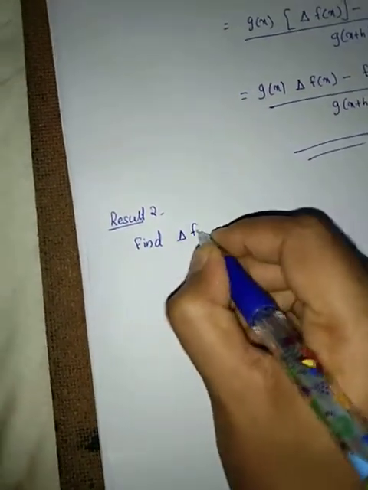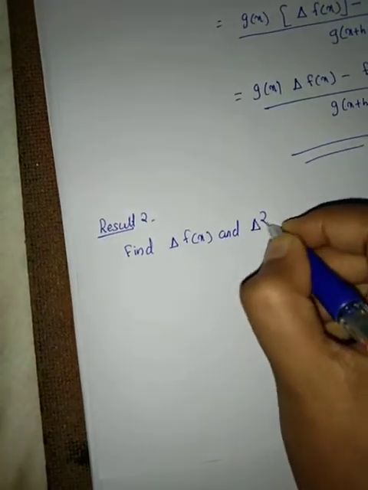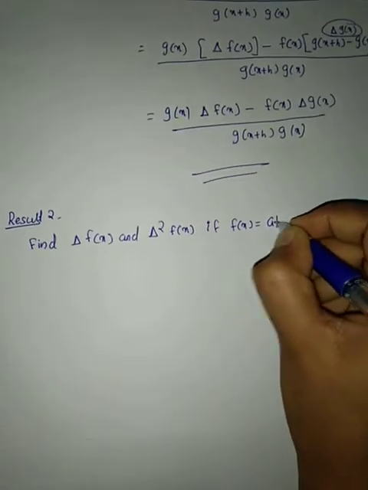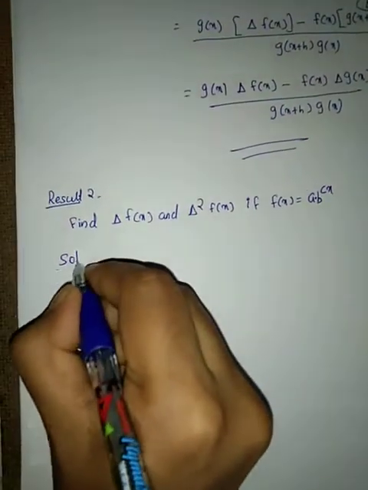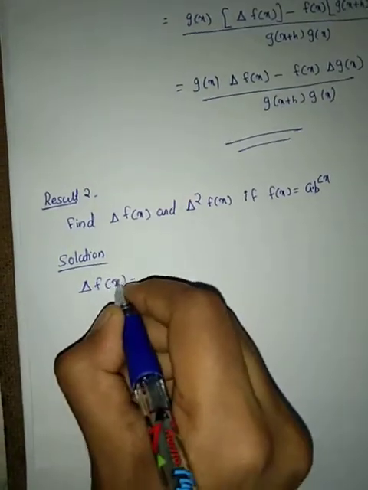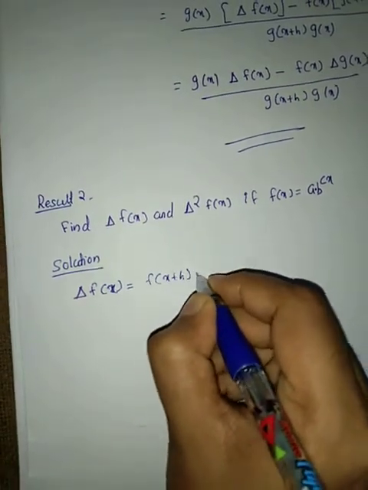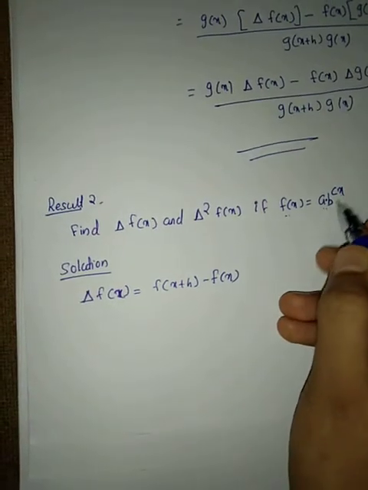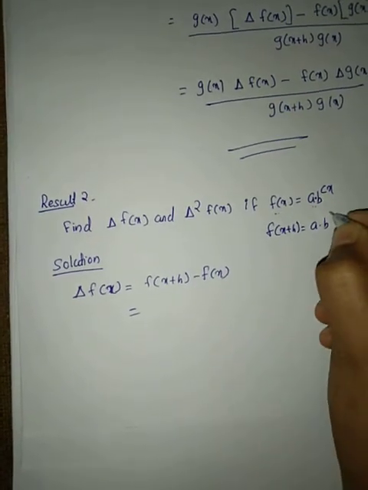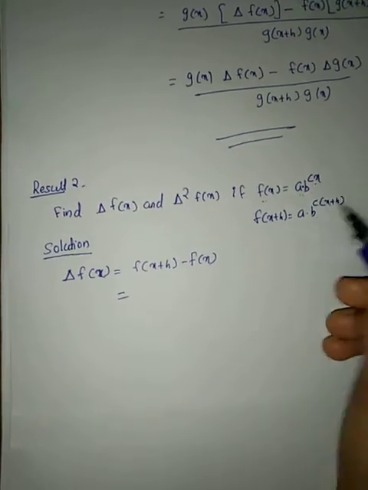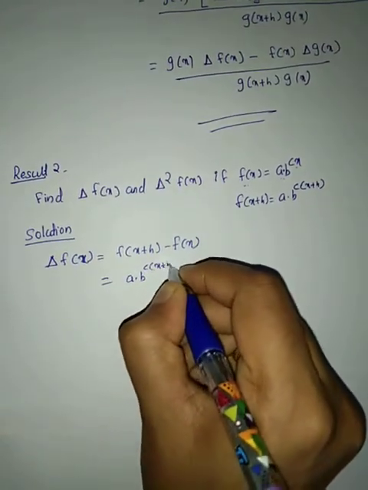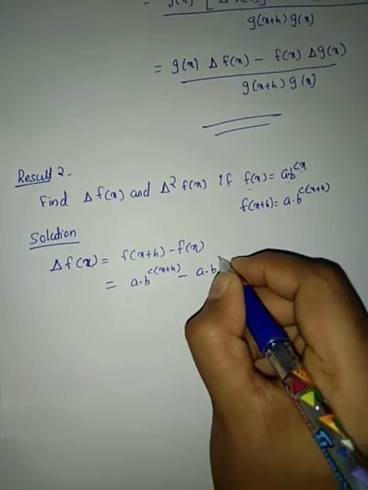Find delta f of x and delta square f of x if f of x equal to a into b raised to cx. Solution: delta f of x equal to, by definition, f of x plus h minus f of x. Here f of x equal to a into b raised to cx. So f of x plus h equal to a into b raised to c into x plus h. In place of x, x plus h can be substituted. Then a into b raised to c x plus h minus a into b raised to cx.